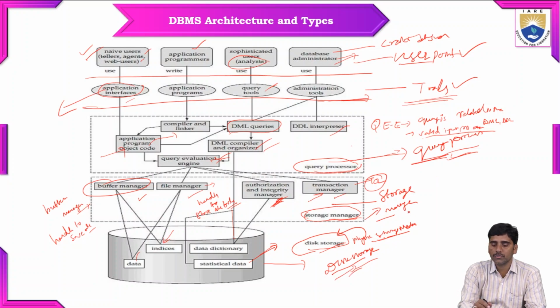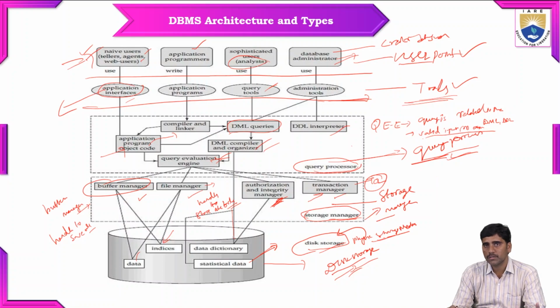Here, all users are interacting with the database. There are different types of users: naive users, application programmers, analysts, and database administrators. They can use different types of tools, like application interfaces, application programs, query tools, and administration tools, to interact with the database. In between the interaction, all DML and DDL queries are interpreted by the DML compiler and DDL interpreter, and the queries are evaluated by the query evaluation engine.